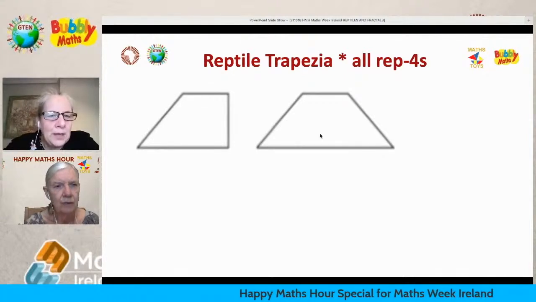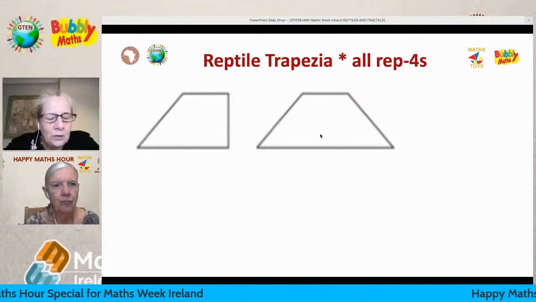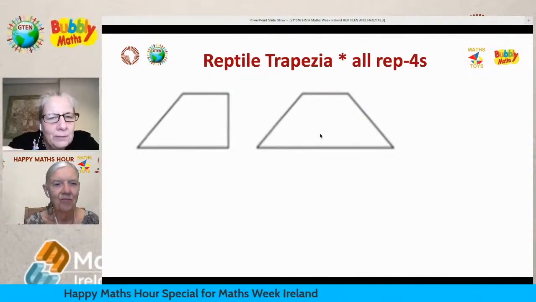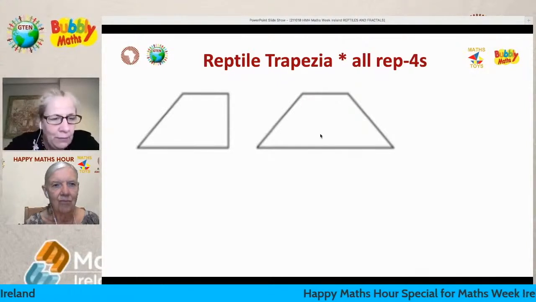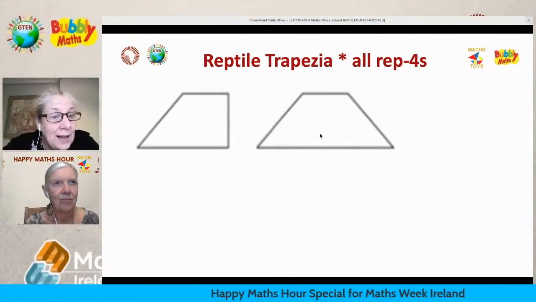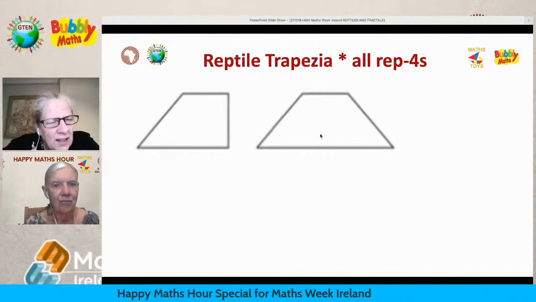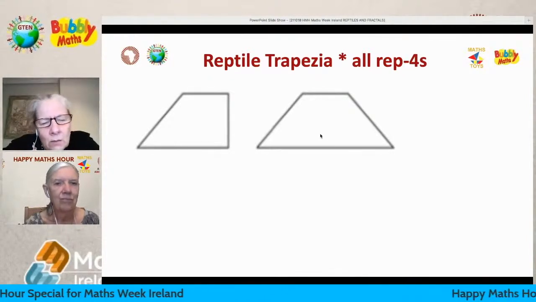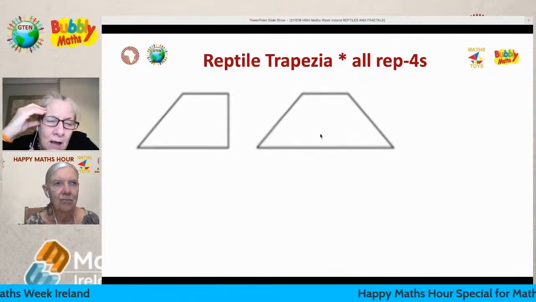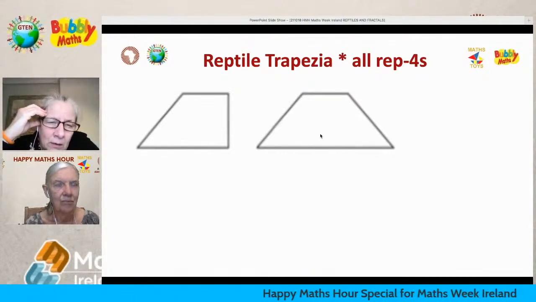You're saying these are reptiles. So we want to make, those are both trapezia, one's symmetrical and one's not. So you're going to make 4 smaller copies and make that same shape out of 4 smaller copies, just like all the other reptiles we've seen so far. Okay, that's a nice challenge, and you'd have to work out, what are the dimensions? Is it the edge length half? What's the scale of them?